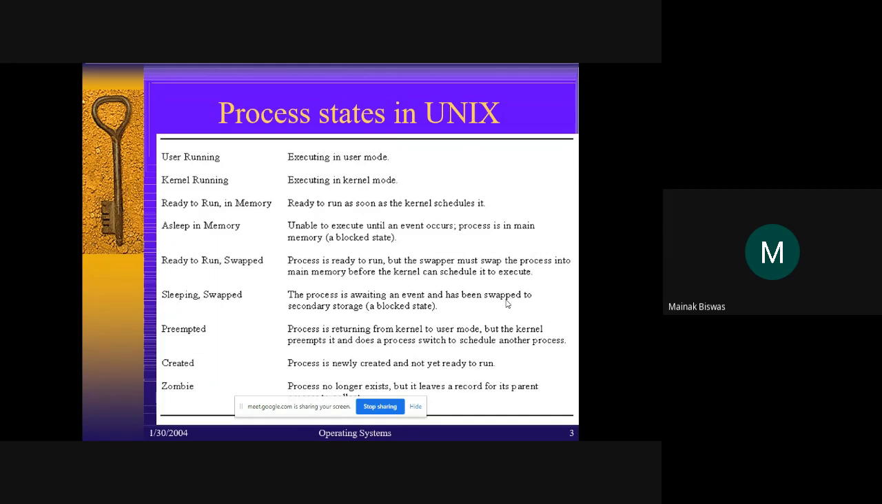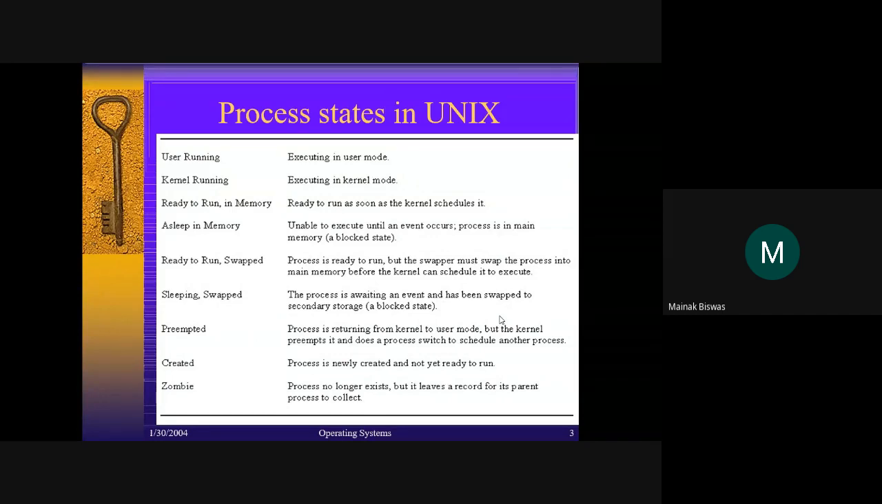Another state is created. The process is newly created and not yet ready to run. So I have created a process, but I have not assigned memory to it, which means I have not put the process in memory. The last one is zombie: the process no longer exists, but it leaves a record for its parent process to collect. Zombie processes cannot run in the processor, but they exist. It is the duty of the parent process to collect the data from the zombie process and destroy it.